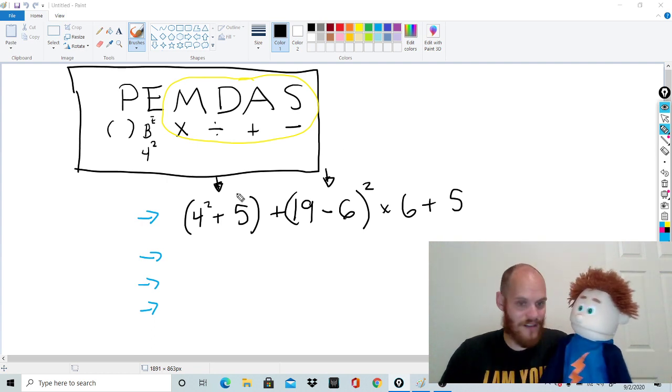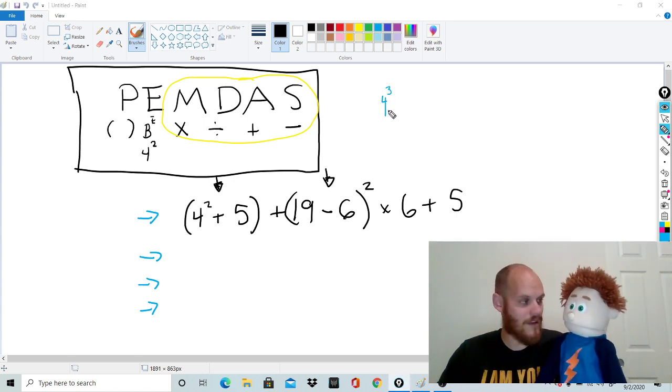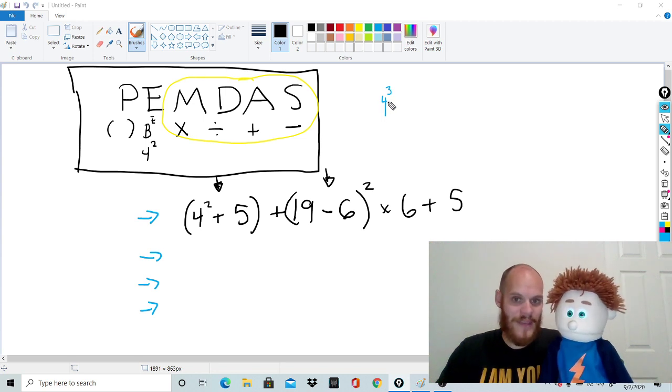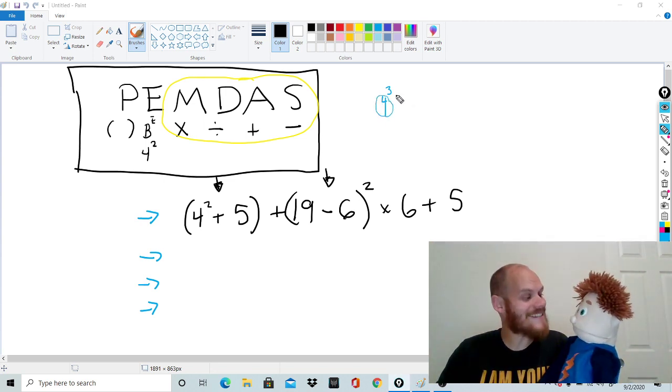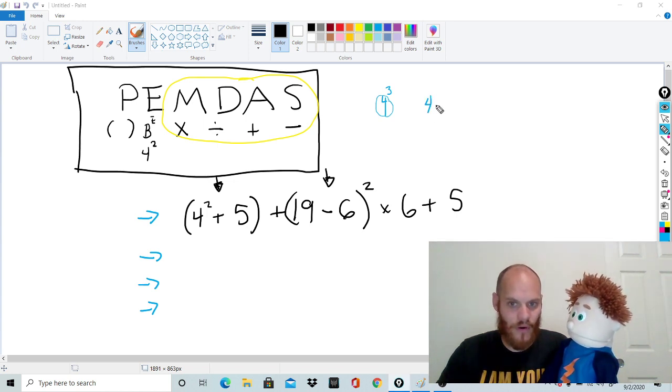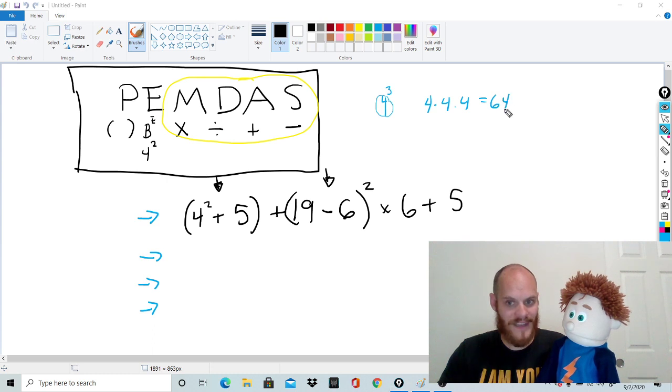Just a quick lesson on 4 squared. That is not 4 times 2. If I had something different, just as an example, like 4 to the 3rd power, or 4 cubed, that basically means I'm going to take this base number and multiply it by itself 3 times. So this is really 4 times 4 times 4, which is 64. That's really what you're doing.